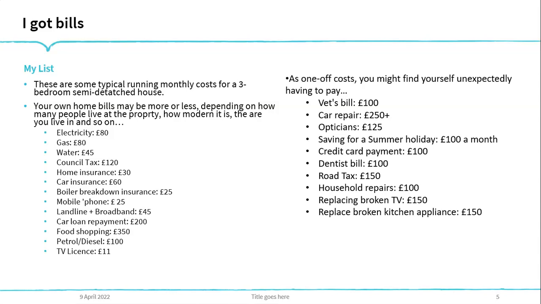You pay for food, petrol or diesel for your car, subscription for your TV, and so things like one-off costs, things like vet's bills, repairs to the car. If you wear glasses, then you need to get opticians. If you're saving for a summer holiday, credit card payments, dentist bills, road tax, which is just to be able to drive on the road. You might have the car, you might have the insurance just in case something happens. You then have to pay to drive it on the road. Repairs to the house, replacing equipment in the house.